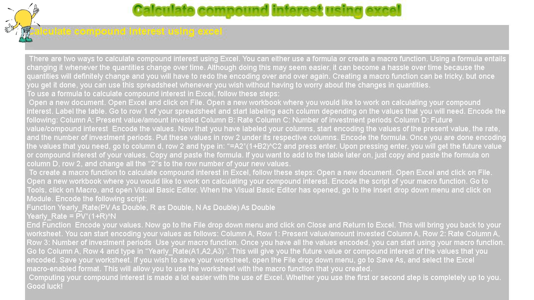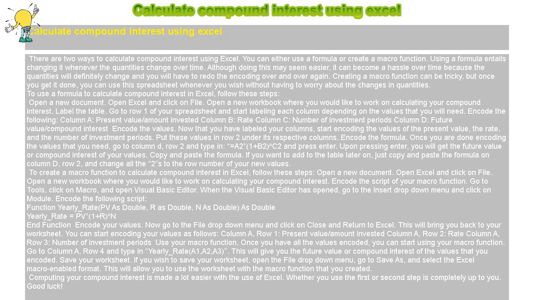Encode the following script: function yearly_rate, PV as double, R as double, N as double; yearly_rate equals PV asterisk 1 plus R, caret N. End function.